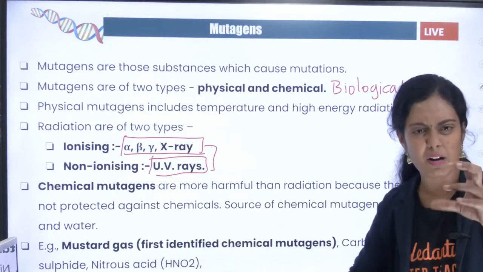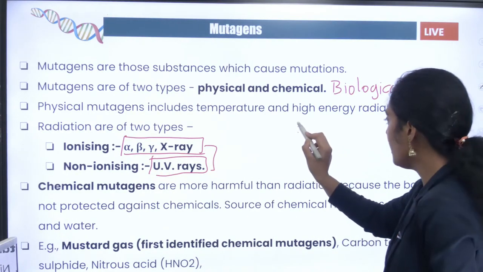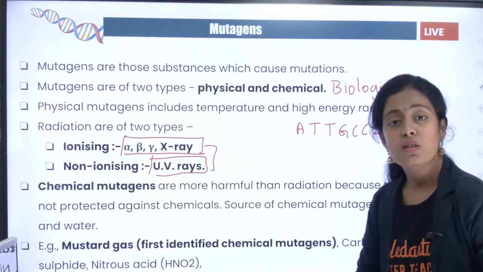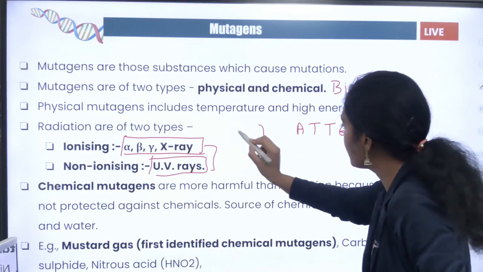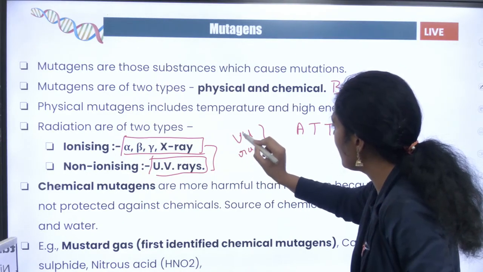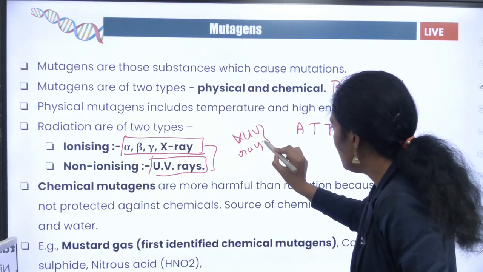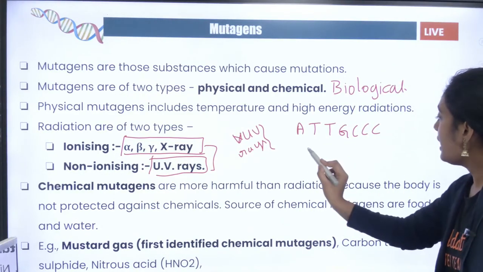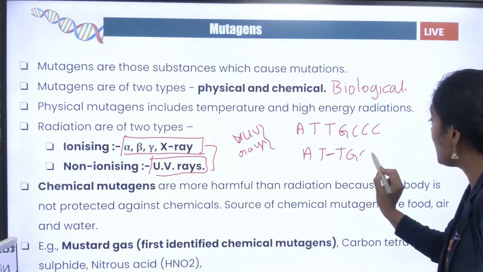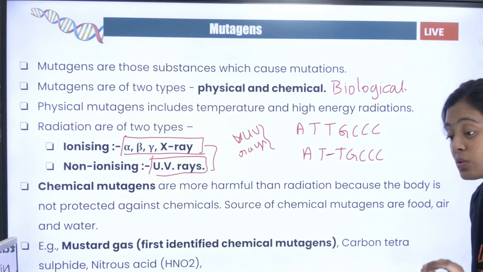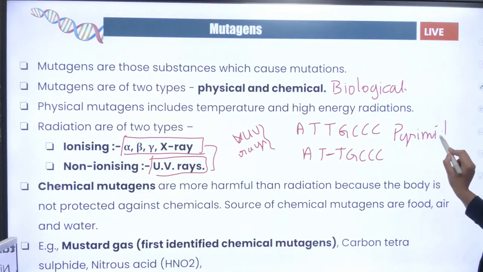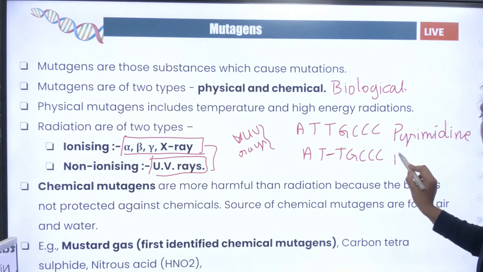Okay, let me quickly tell you what UV rays do. Imagine this is my nucleotide. Okay, so this is TT. Now this is exposed to UV rays. Where do UV rays come from? Can anyone tell me from where we get UV rays? Little bit of physics. Okay, so what happens is that a bond is formed between your pyrimidines. It is going to cause pyrimidine dimerization, by UV rays. Okay, pyrimidine dimerization.